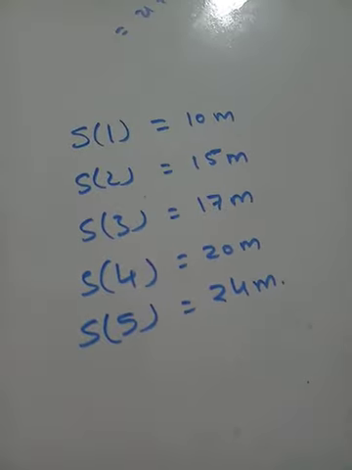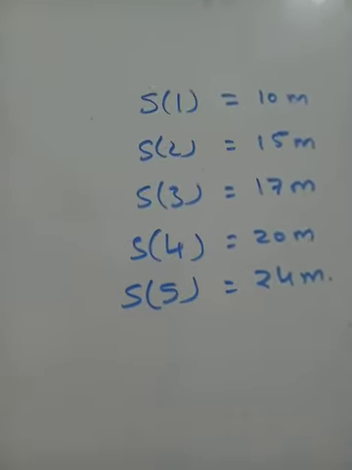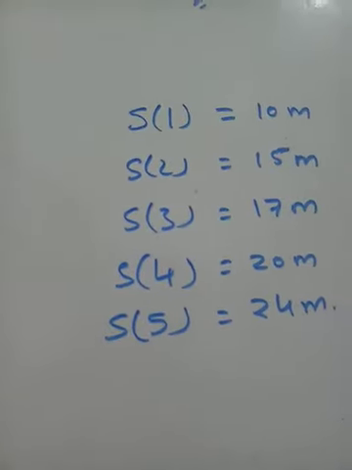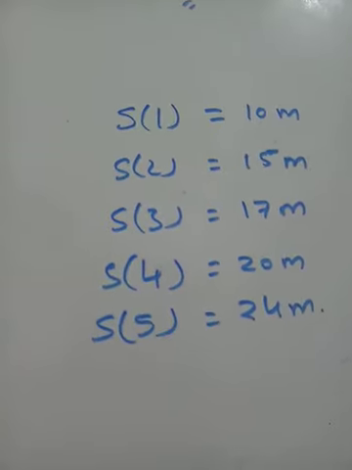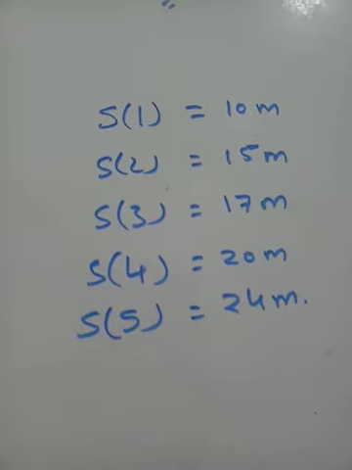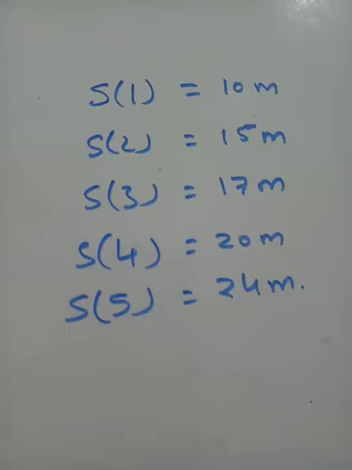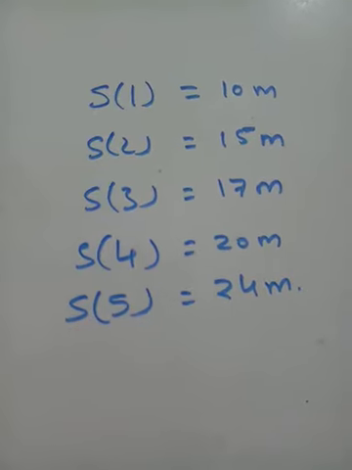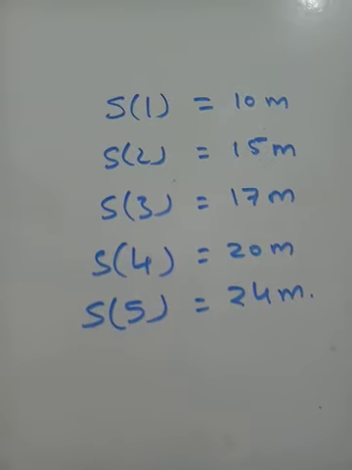This equation is all about this thing. Say we start with an example. S1 equals 10 meters. This means that the distance covered by a body in 1 second is 10 meters. Distance covered by the body in 2 seconds is 15 meters. Distance covered by the body in 3 seconds is 17 meters.